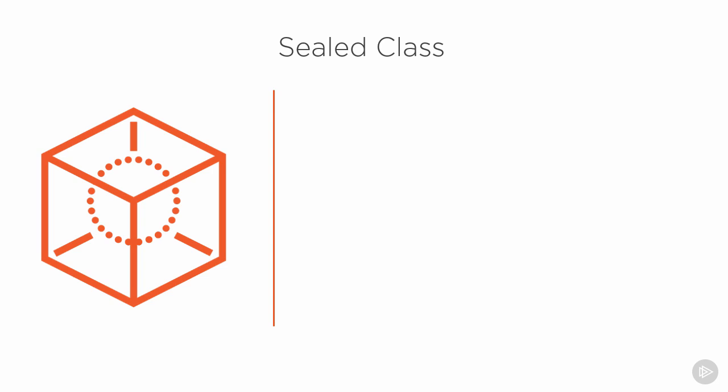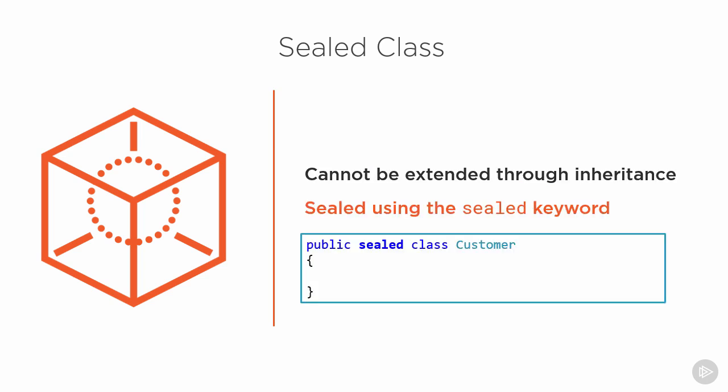There is one more concept to cover before we dive into building our base class, and that is a sealed class. A sealed class is a class that cannot be extended through inheritance. Sealing a class prevents extension and customization. If you build a class and want to ensure that no other classes extend or override its functionality, consider marking it as sealed. Seal a class using the sealed keyword.